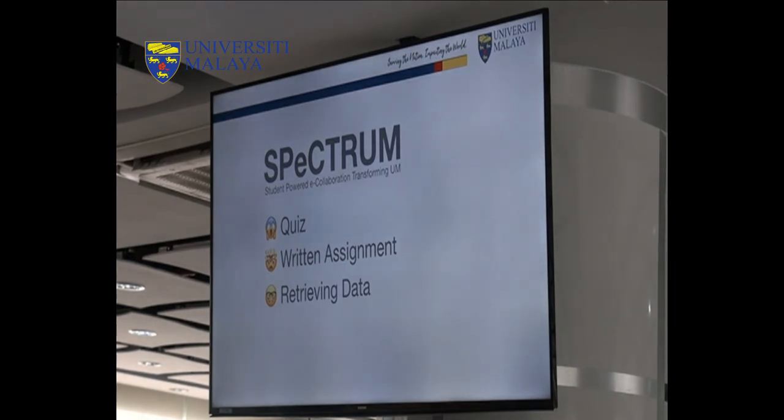So assessment is also two types. The general assessment that we normally use is number one, quiz, number two, written assignment. And of course number three, once you have done these two, how do you retrieve your data from Spectrum? This is if you do it on Spectrum. You can also use different platforms. For example, for quiz, you can use Google Form or Microsoft Forms.